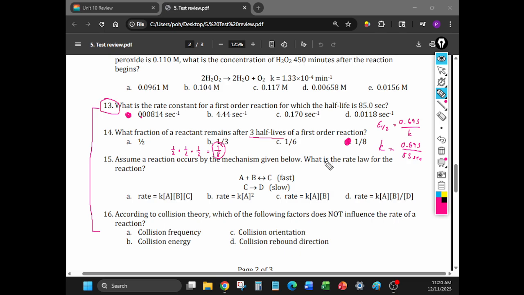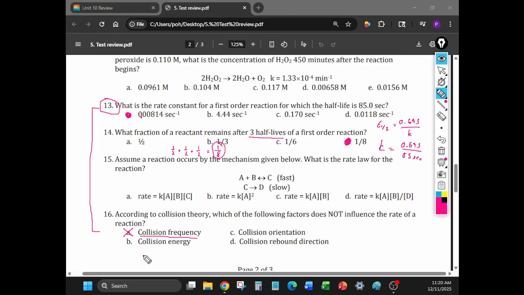All right, we're going to do 15 last because that's a steady state. So if you didn't notice that, that's what it is. But let's do 16. We're looking at factors that do not influence the rate of a reaction. So let's just go through them and figure out which one does not. Does collision frequency affect the rate? Yeah, because the whole point of chemical reactions is you want the molecules to bump into each other. So frequency matters, so that can't be correct.